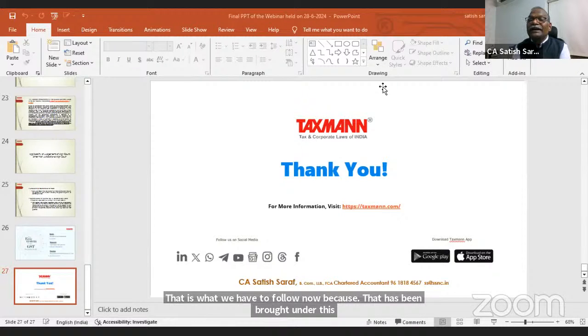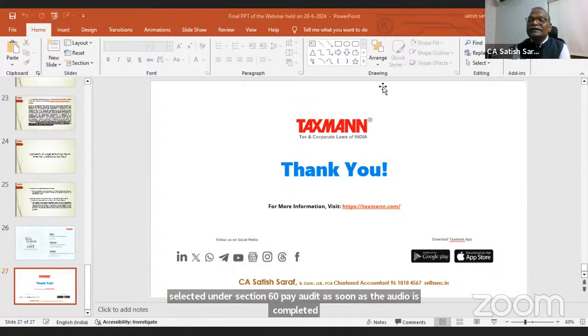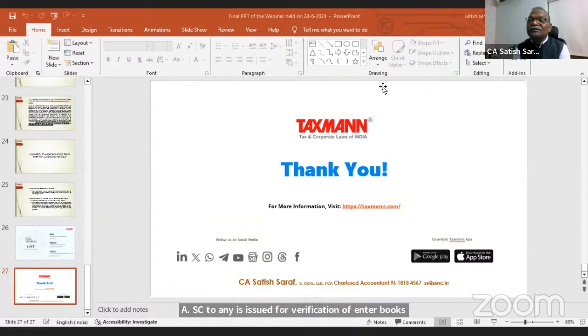Next question: our client has been selected under section 65 audit. As soon as the audit is completed, ASMT 10 is issued for verification of the entire books of accounts. Is this harassment to the taxpayer? Can ASMT 10 be issued after the audit completion?